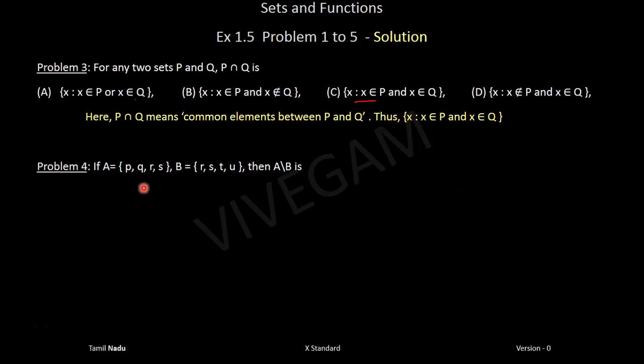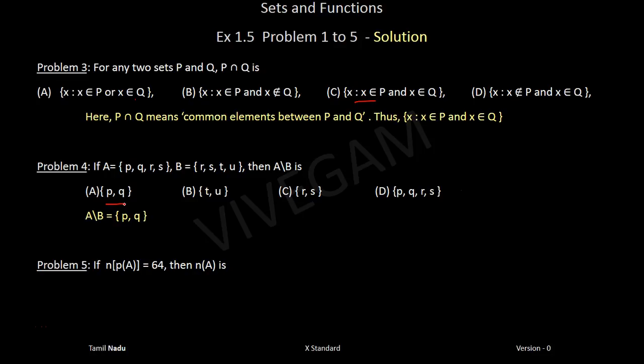So A difference B is basically subtraction. You can do it this way also. P, there is no P in B, so it will come out. Okay, Q, there is no Q in B, so that will come out as an answer. R, yes, it is there. So R minus R is 0, so it will get cancelled. S minus S, so that will also get cancelled. So A minus B is {P, Q}. So that's basically option A.